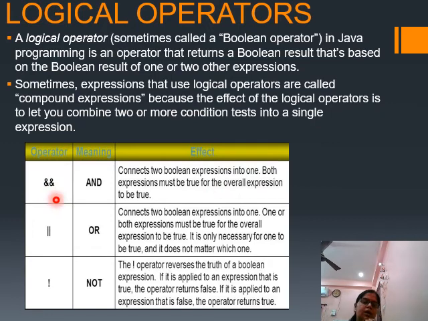See, pay attention here. The double AND is the sign for AND. This sign is for your OR and this sign is for your NOT. We use double AND to connect two Boolean expressions into one. Both expressions must be true for the overall AND expression. And this is OR: one expression should be true for the overall OR expression. NOT returns the opposite: if the expression is true, it returns the value false only.